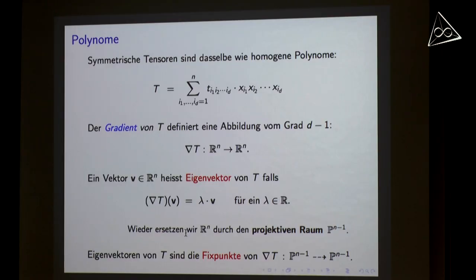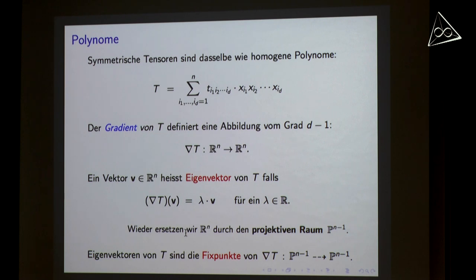Now, a good way to remember that is because symmetric tensors are exactly the same thing as homogeneous polynomials. If you have a symmetric tensor, you can take its entries t_{i1,i2,...,id} and write them as the coefficients of a polynomial in n variables, x1 up to xn, that is homogeneous of degree d. You're very familiar with this in the case d equals 2, because quadratic forms are exactly in bijection with symmetric matrices. Likewise, higher degree homogeneous polynomials are in bijection with symmetric tensors.